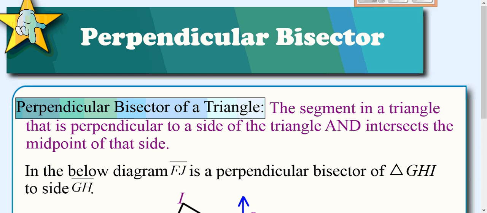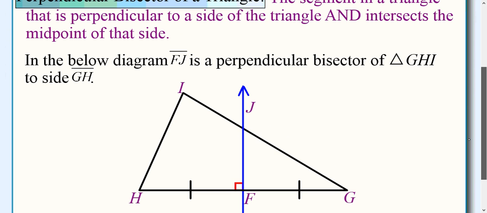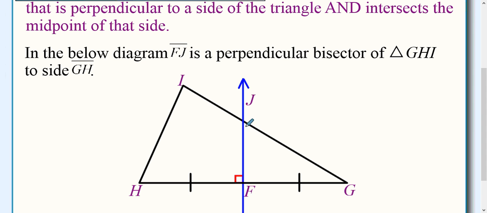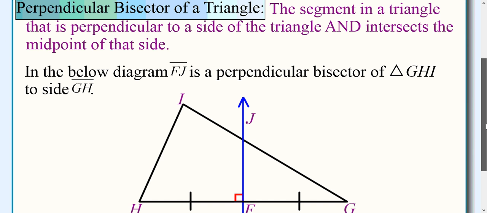Perpendicular bisector. If you do the perpendicular bisector of a triangle, it goes perpendicular to the side and intersects the midpoint of that side. So it has to be the midpoint and it has to be perpendicular. So there's a perpendicular bisector for a triangle.